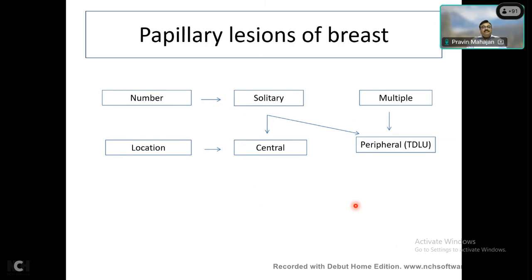So papillary lesions by number and location can be solitary or multiple. Solitary lesions usually occur in the central location of the breast, that means they usually occur in the retroareolar region. But solitary lesions can also occur in the periphery of the breast, arising from the terminal duct lobular units. And most often, multiple papillary lesions occur in the periphery of the breast.